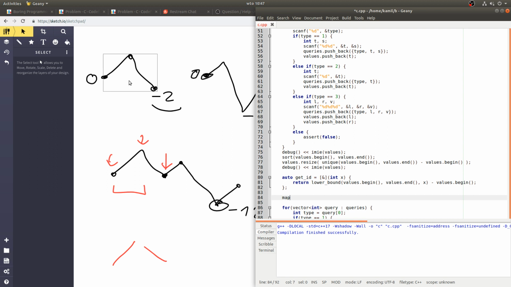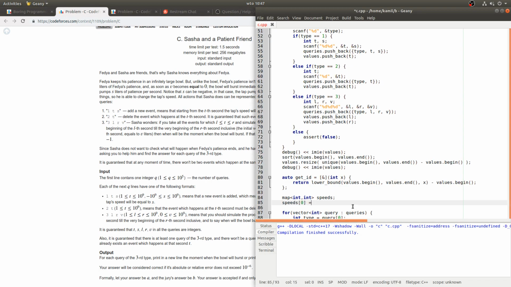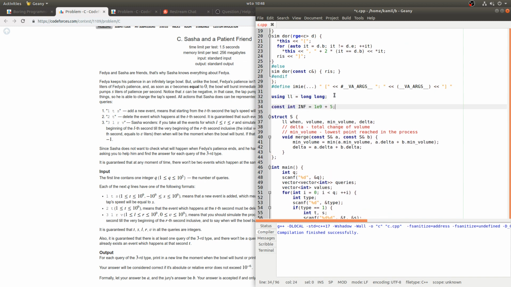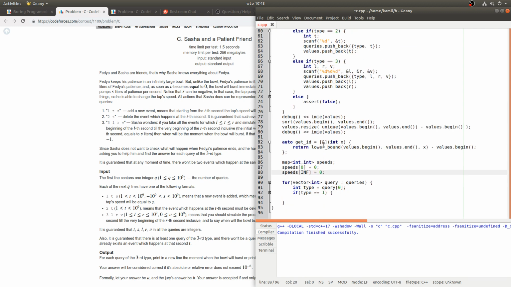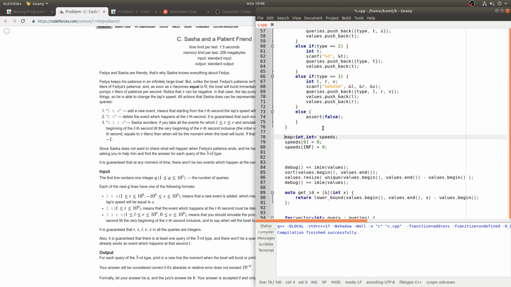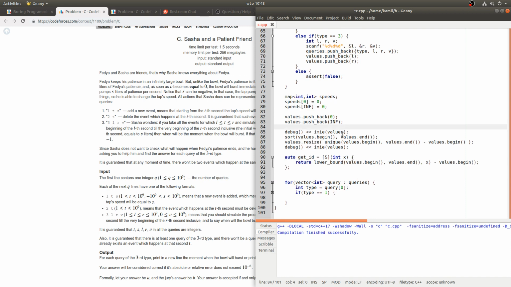So map speeds. No, starting from 0. Yeah, starting from 0, I will say that the speed is 0. And in inf it's again 0. Inf is 1 billion plus 5. Also to values here, let's add these two. I hope it makes sense.